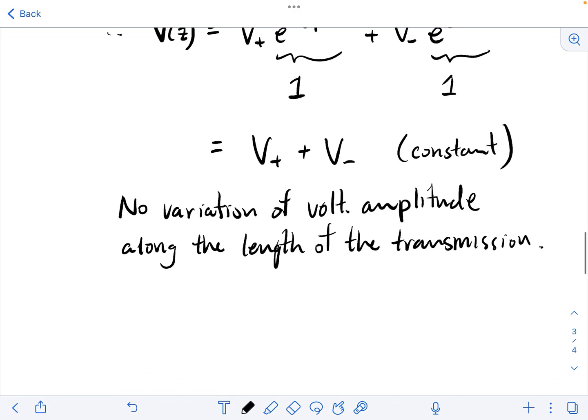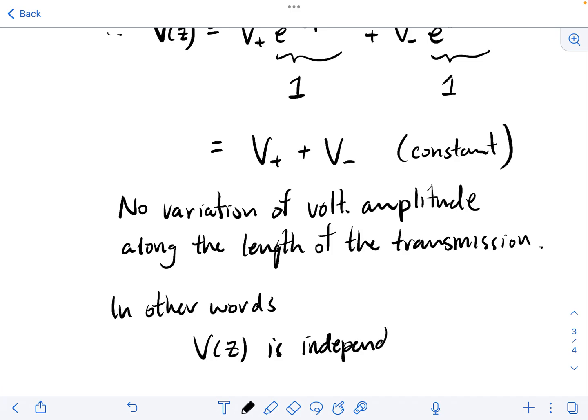Put another way, in other words, the voltage amplitude, which we've been writing as a function of Z, is independent of Z. And you could do the same thing for the current amplitude, and you would get, again, that the amplitude of the current is independent of Z. I mean, you could go ahead and do that. What I think you'll get is that the current amplitude is 1 over the characteristic impedance Z0 times V plus minus V minus. And so there's no Z dependence at all.